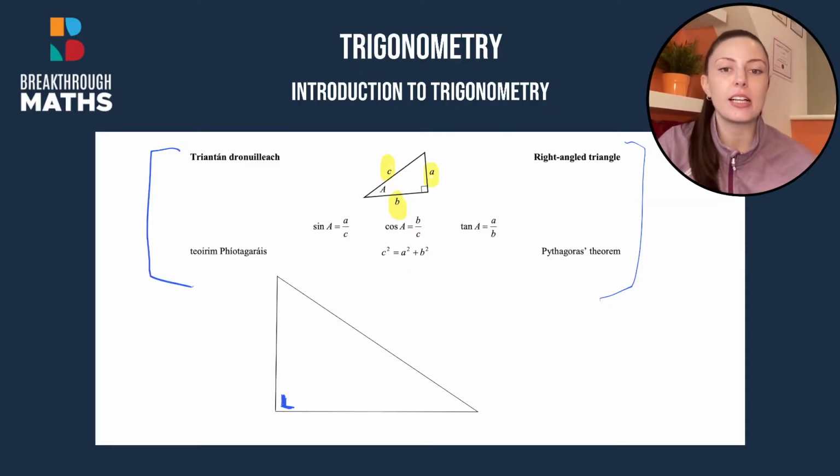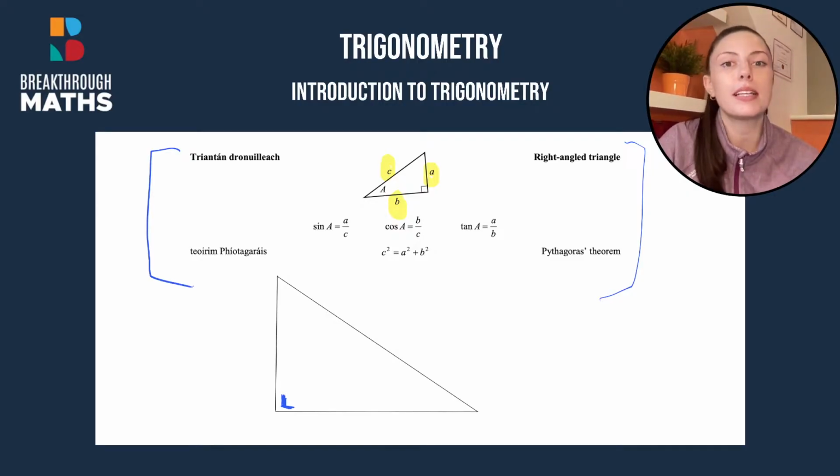So the first thing I've included here is a screenshot from the formulae and log tables book where you're given the formulas for sine, cos and tan and for Pythagoras' theorem. Now it uses the letters A, B and C, and these are the sides that are marked in on the triangle that I've highlighted in yellow.